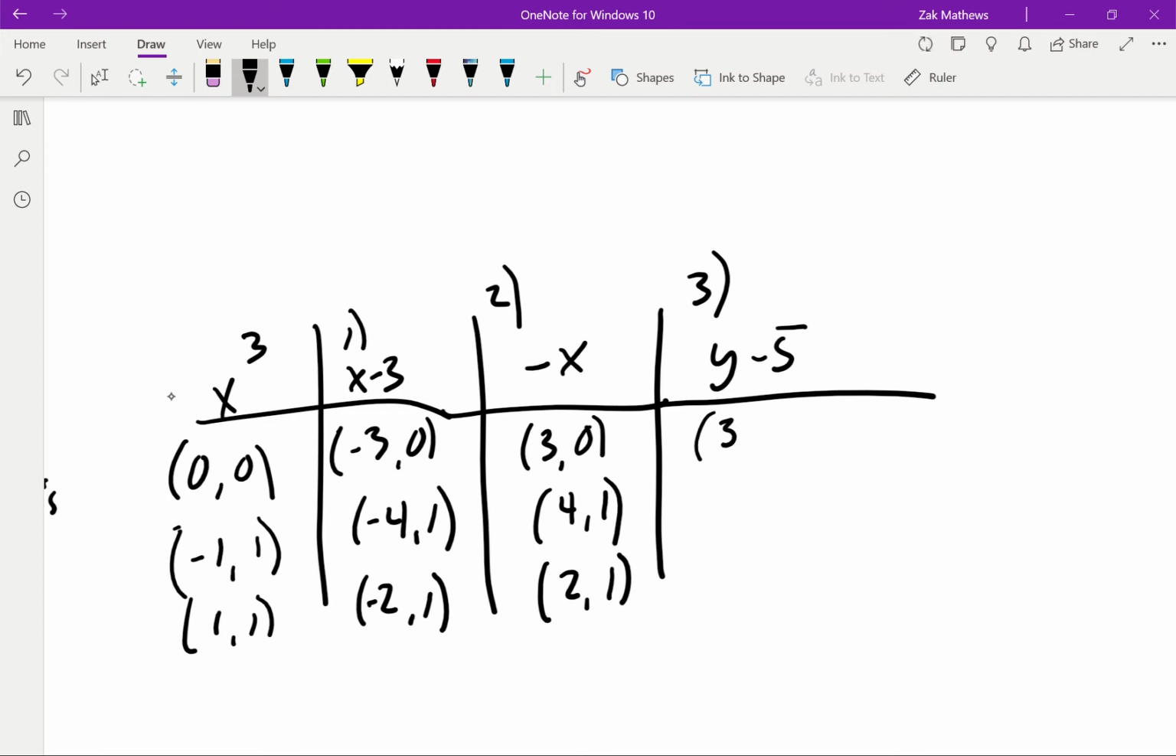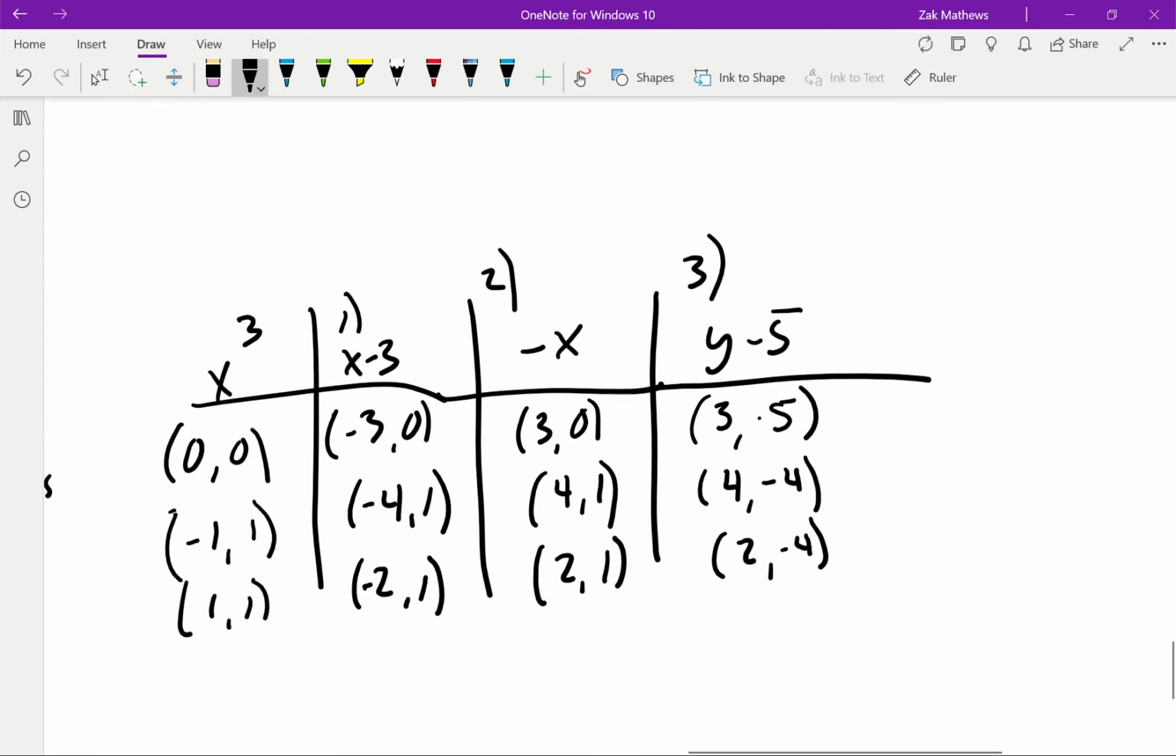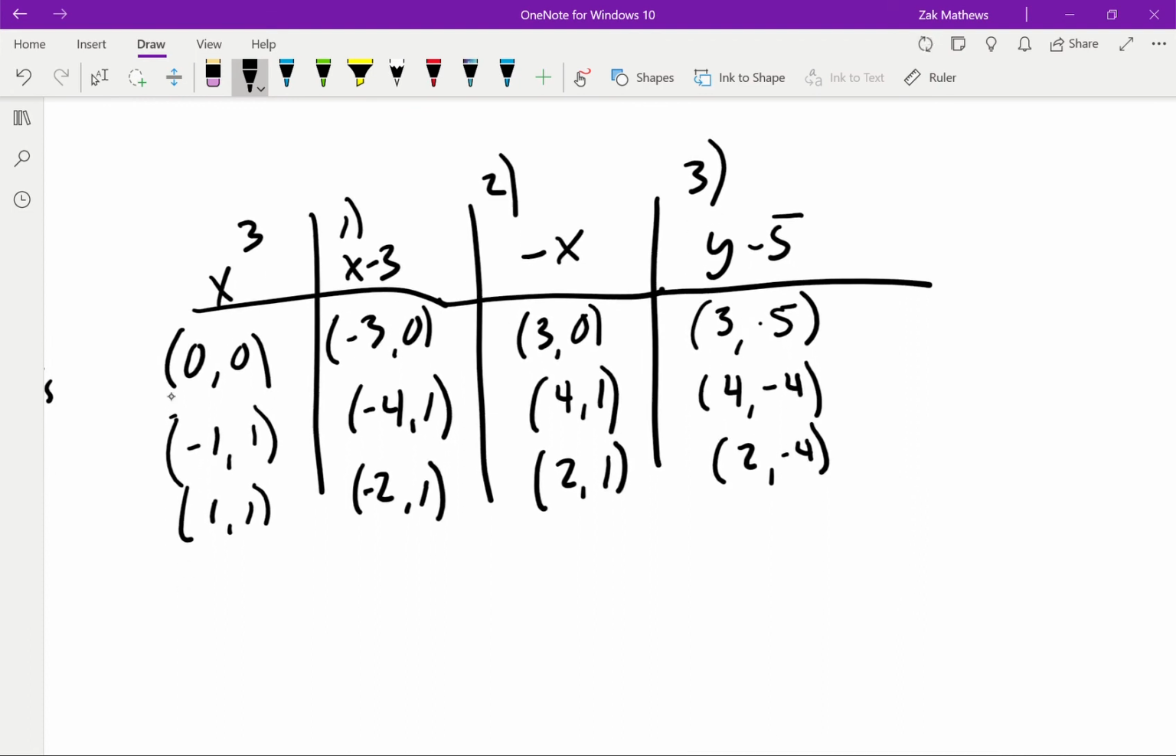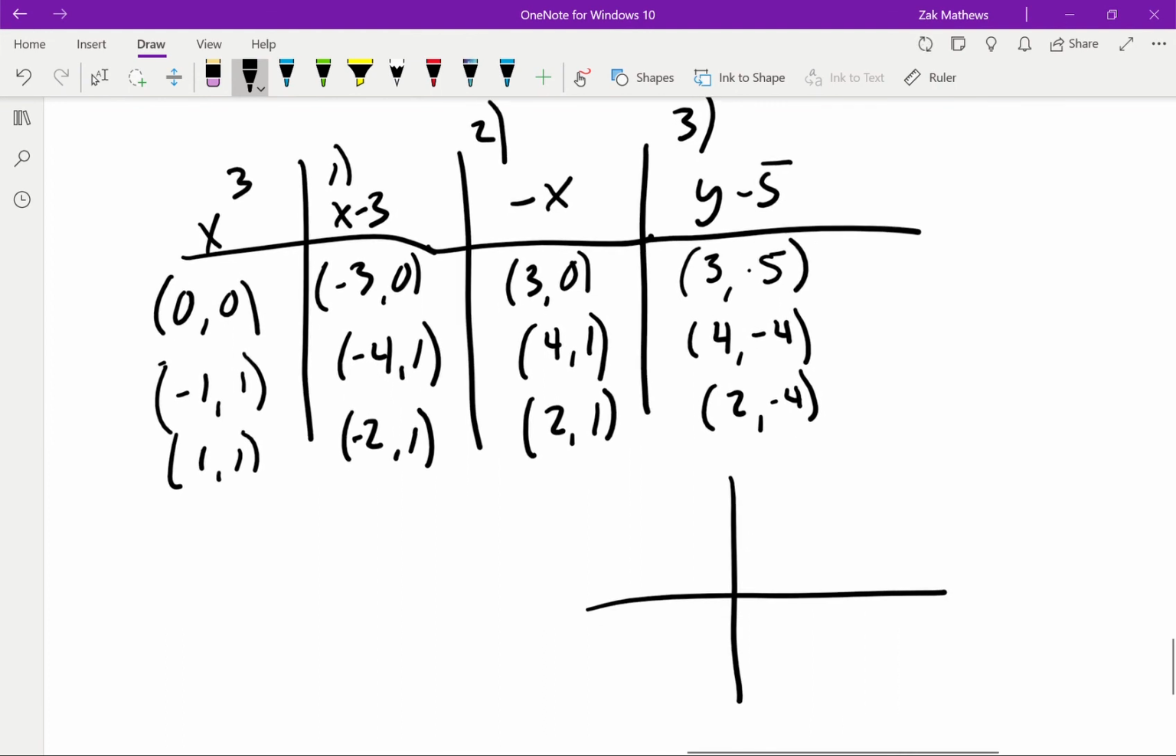So I have 3, 0 minus 5 is -5. 4, 1 minus 5 is -4. 2, 1 minus 5 is -4 again. And this is a good indication that I've done something wrong, but let's graph it and we'll talk about why, and we can go back and correct it. So, happy accident here. I did make a mistake, and hopefully a lot of you have caught that, but let's see why I've made a mistake.